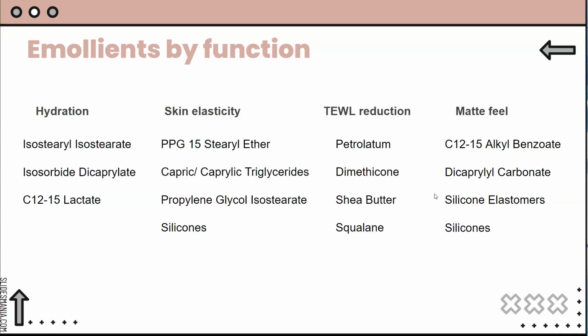Finally, if you're making an emulsion that you want a matte feeling, like a powdery matte feel or a dry feeling, then you'd want to use emollients like C12, C15 alkyl benzoate, dicapryl carbonate, silicone elastomers, and silicones. These are mainly used for products that are for oily skinned people where they don't want that residual emolliency in their skin.